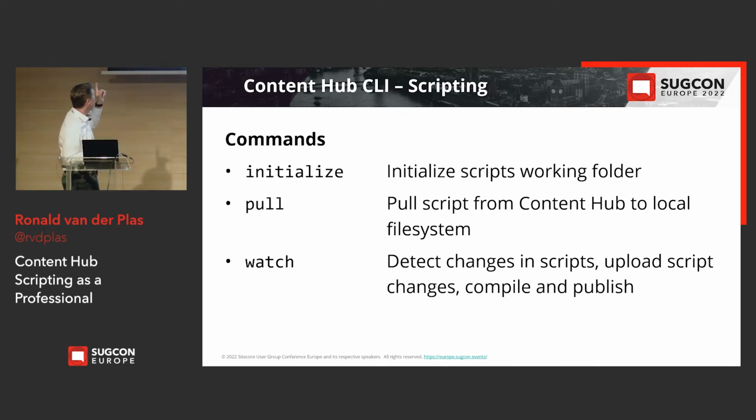Next to that, you need to pull your script. At that moment, you already need to have created a script within the Content Hub. You pull it down, and from then on, you can start making changes. And last but not least, you should activate the watch. What the watch does is check if there are any changes in your file, and if those changes are seen, it will automatically upload your script version, then compile it and publish it for you. If there are any problems, at that point you get an error in your command line, and you can immediately see what goes wrong.